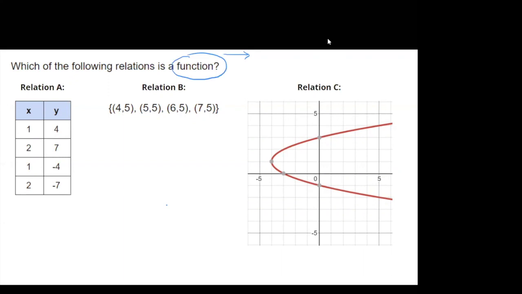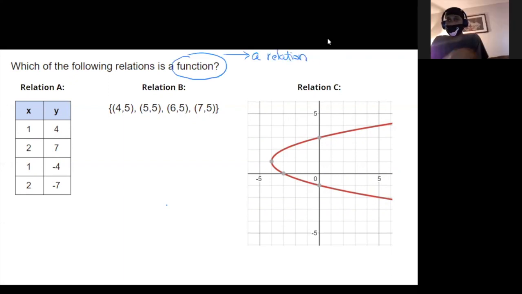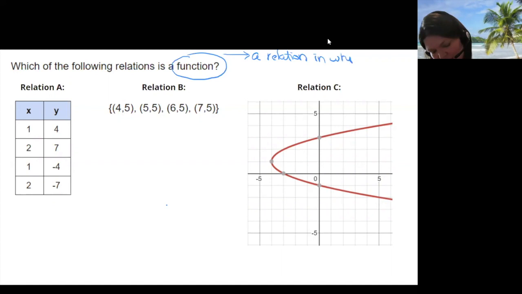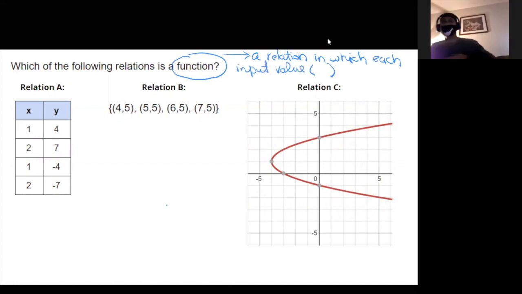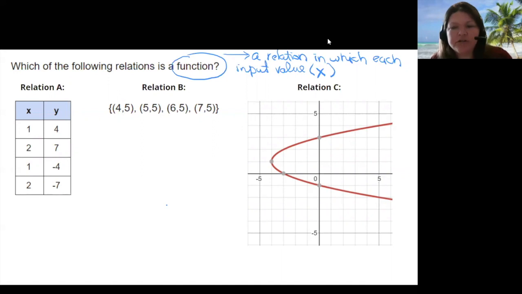A function is a relation in which each input value, and when I say input value, do you know what variable mathematicians usually use for input values? Either X or Y. Input is usually the X. So it's a relation in which each input value, each X, is mapped to one and only one Y.